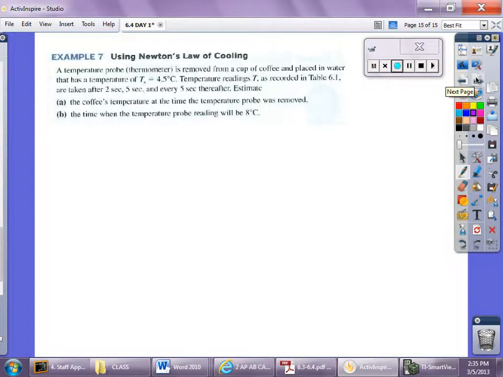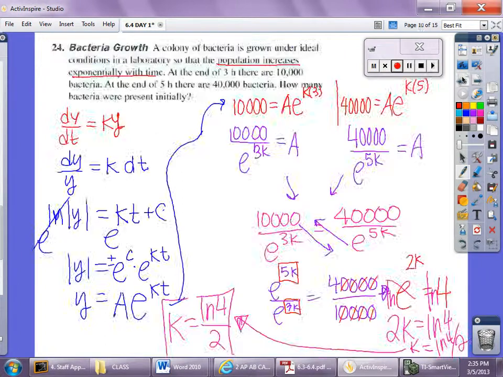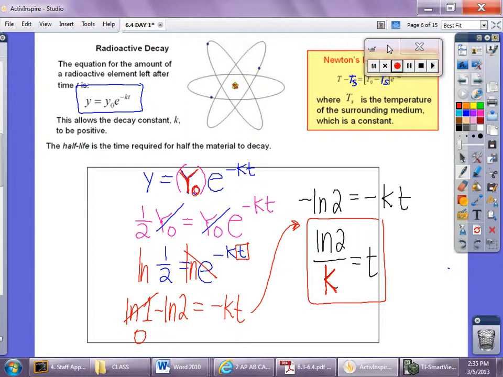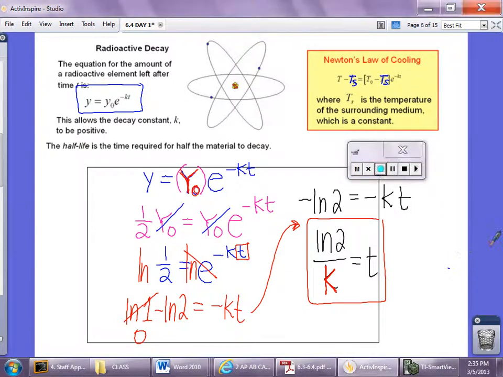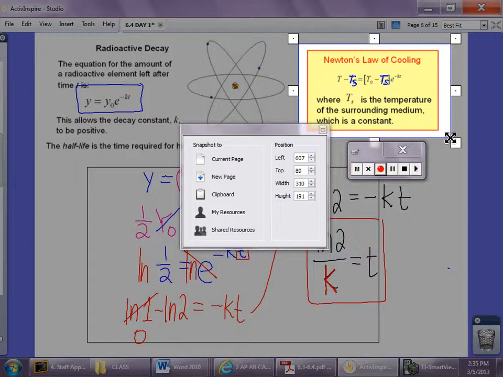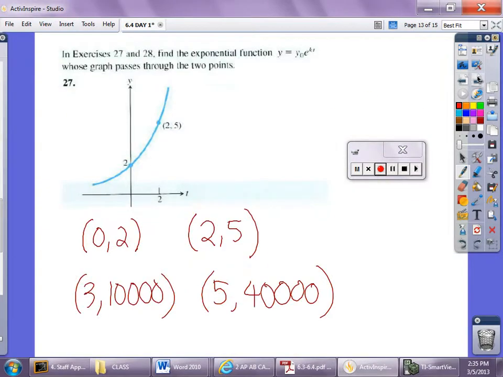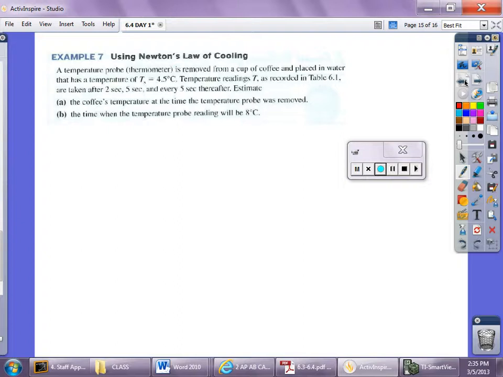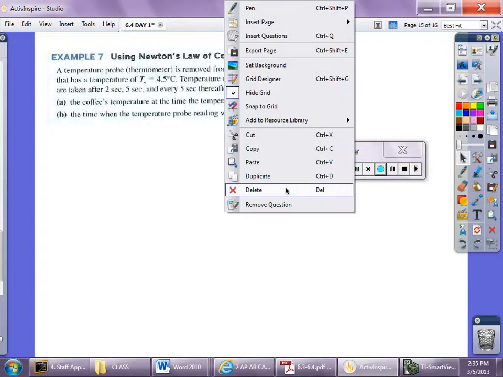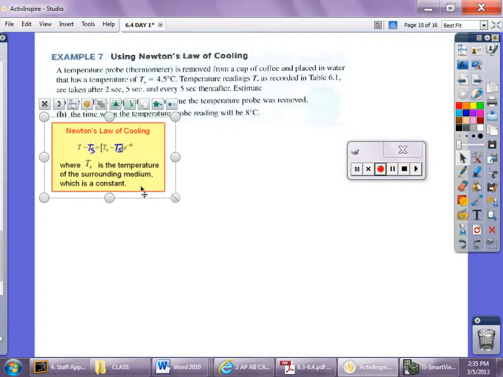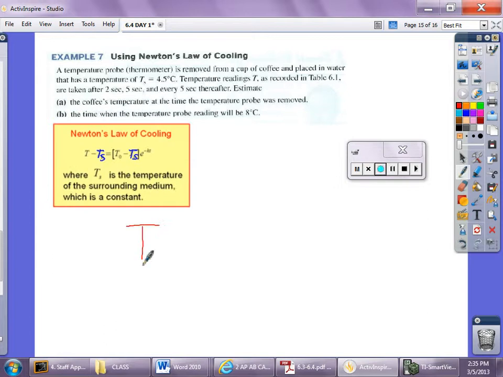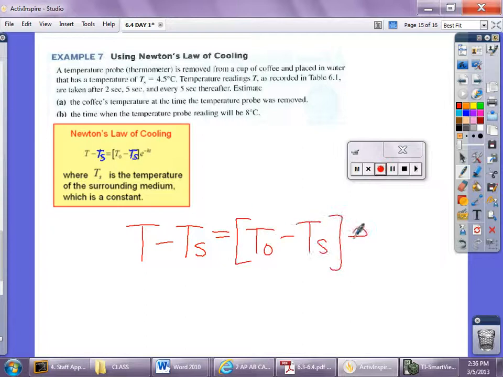And I put in this example for Newton's law of cooling in case you needed it. I'm going to go back and steal the equation that we have here. It looks kind of similar to what you've been doing. Paste that. In case you can't read it, it says the temperature minus the surrounding temperature is equal to the initial temperature minus the surrounding temperature times e to the negative k times t.